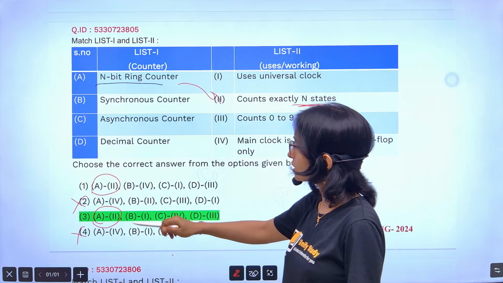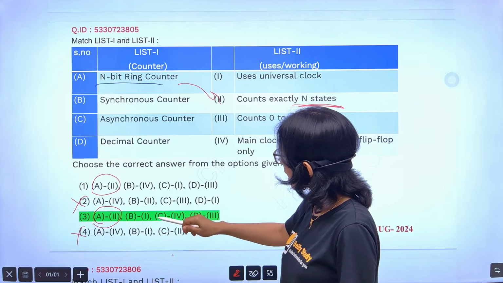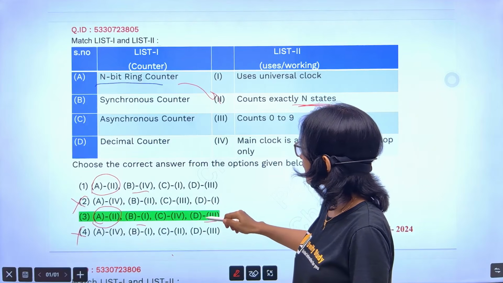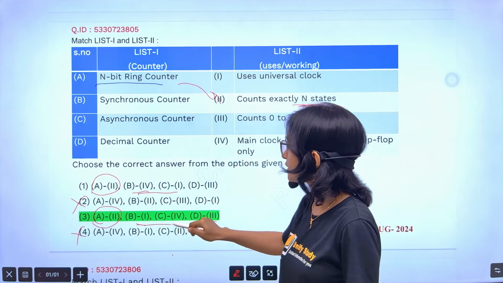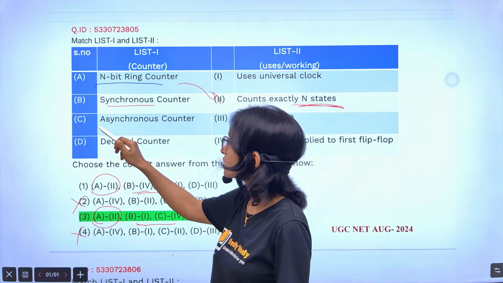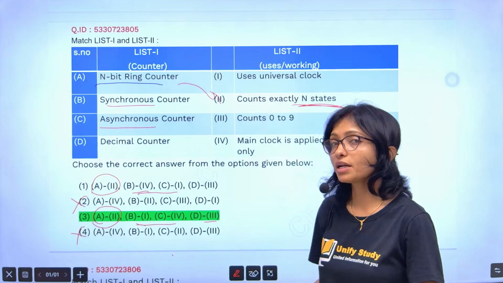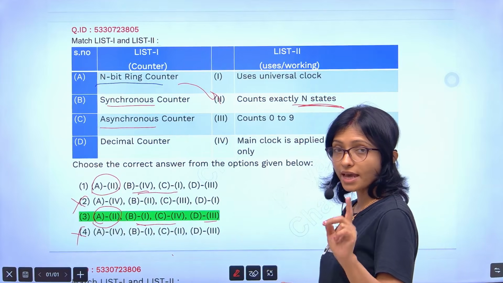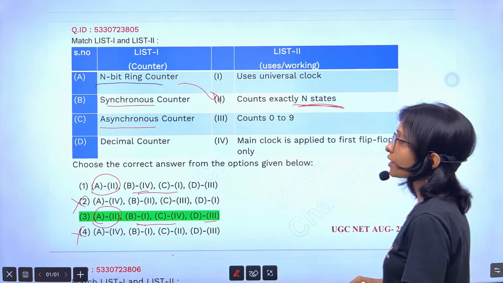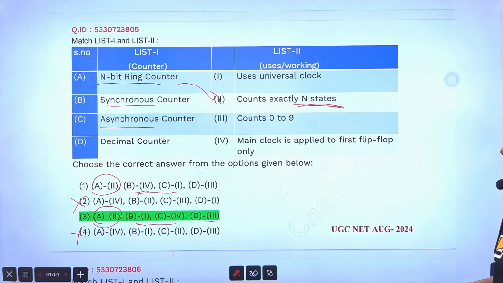After that I will see this one also, 1 with 2. Here I can see this is B and this is B. And D is the same. So I need to focus on B and C. Then I can get the answer. So B is given synchronous, C is given asynchronous. What is the main difference? Synchronous means they are using the same clock pulse. Asynchronous means they are using different ones. Right? That is the difference between synchronous and asynchronous.